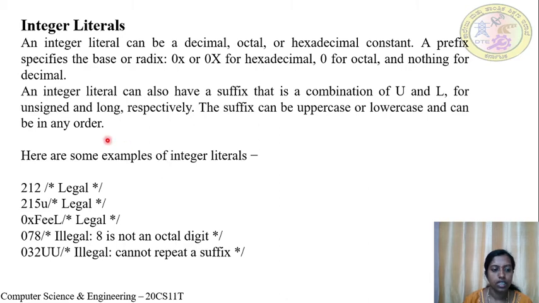It is legal. Next, 078 is illegal. 0 makes it an octal number, and 8 is not an octal digit, so the combination of octal and decimal cannot hold. Next, 032UU is illegal because you cannot repeat a suffix. The suffix u is repeated, so it cannot be a legal integer literal.